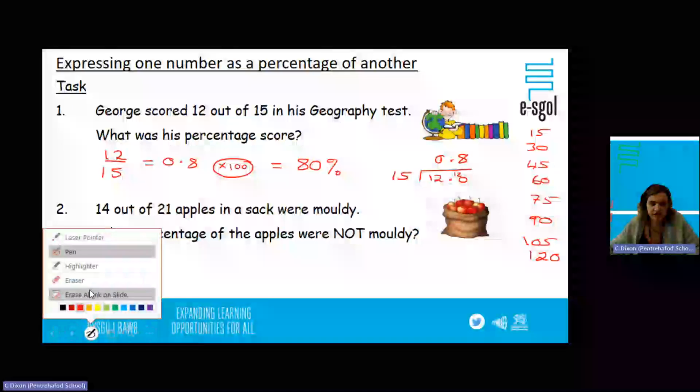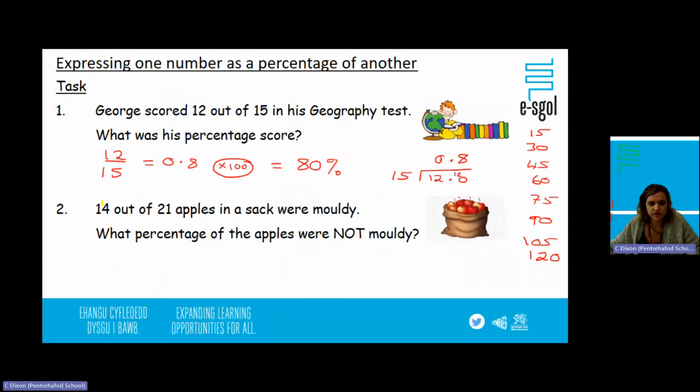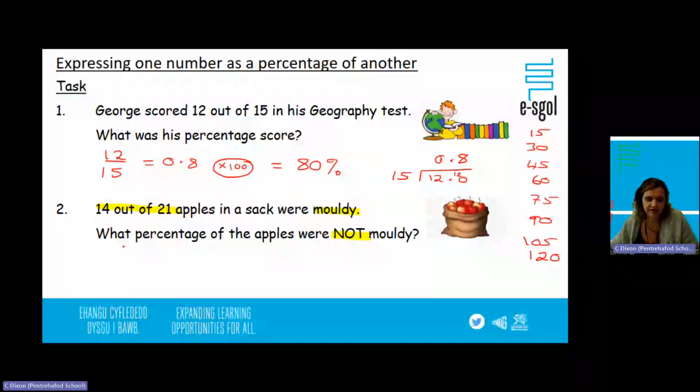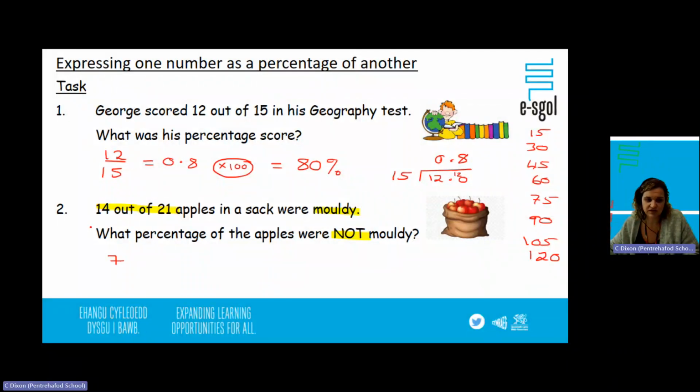Now you need to be careful with question 2. 14 out of 21 apples were mouldy. What percentage were not mouldy? Okay, so there's 2 ways of doing this. You can work out the percentage for mouldy and take away from 100, or you can work out how many apples were not mouldy and use that from the start. So that's the way I'm going to do it. If there's 14 that are mouldy, that means there must be 7 that are not, because it's got to make a total of 21.